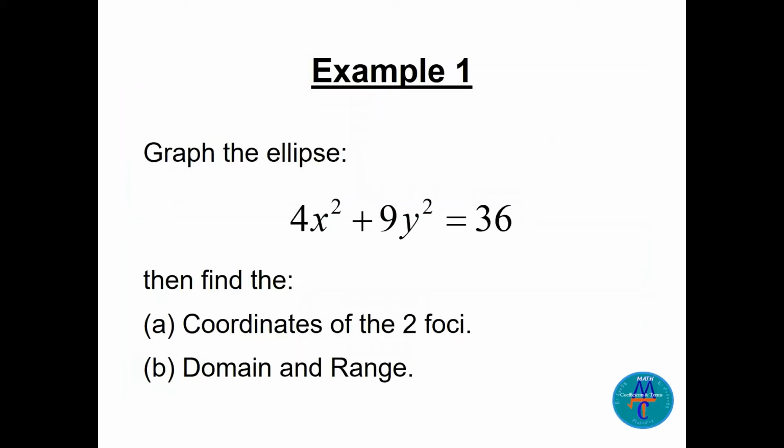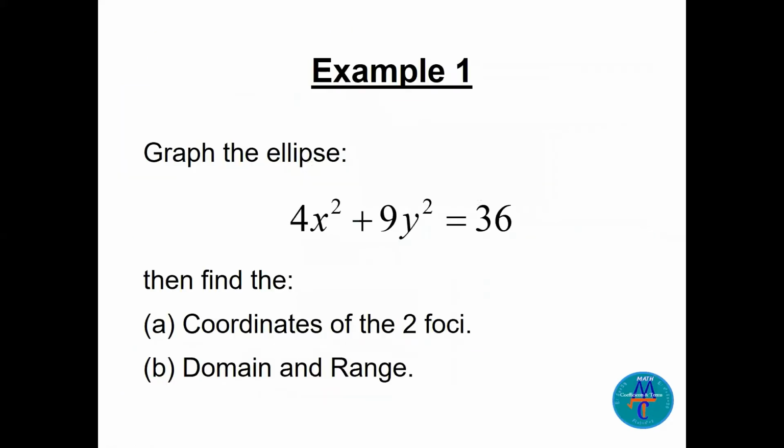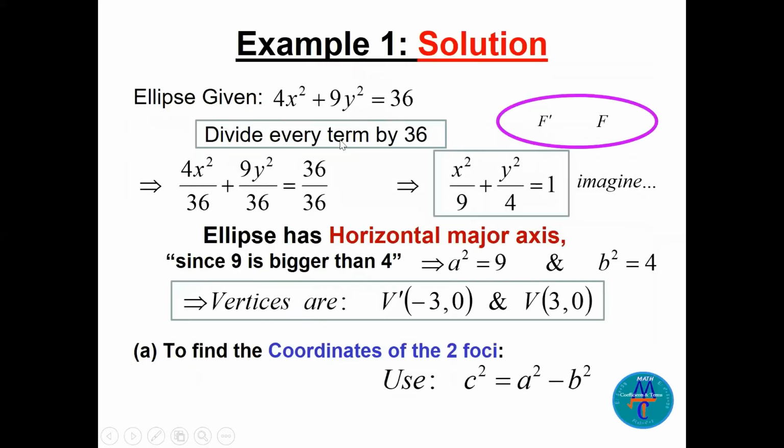Let's see example 1. Graph the ellipse and find the coordinates of the two foci. Find also domain and range. Easy, this one. We have to write it in standard form. Look at the standard form here, either one of these. So by logic, we have to divide both sides by 36 to make it 1. So we divide each term by 36. You will get x squared over 9 plus y squared over 4 is equal to 1.